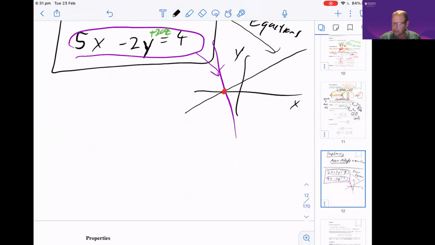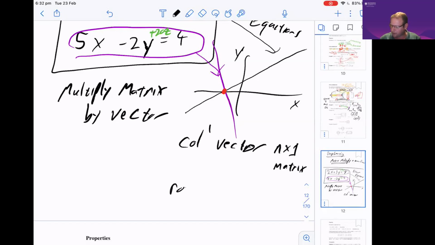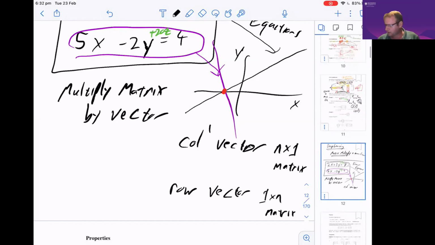But before that, let's just think about multiplying a matrix by a vector. So what's a vector? Well, a column vector, if you'd like to think of it this way, you could think of it as an n by 1 matrix. And a row vector is a 1 by n matrix. Okay, if you'd like to think of vectors this way.